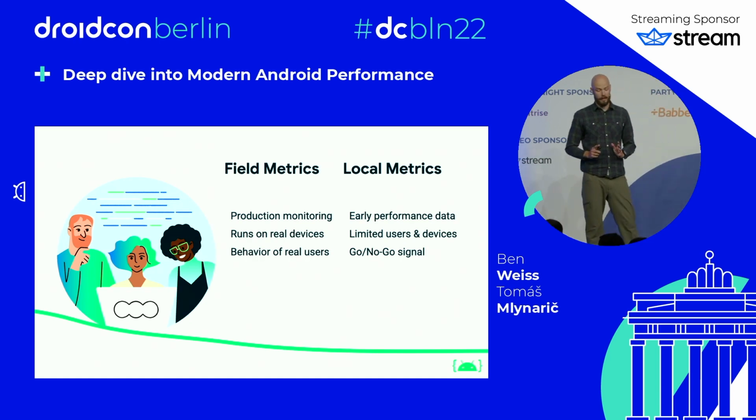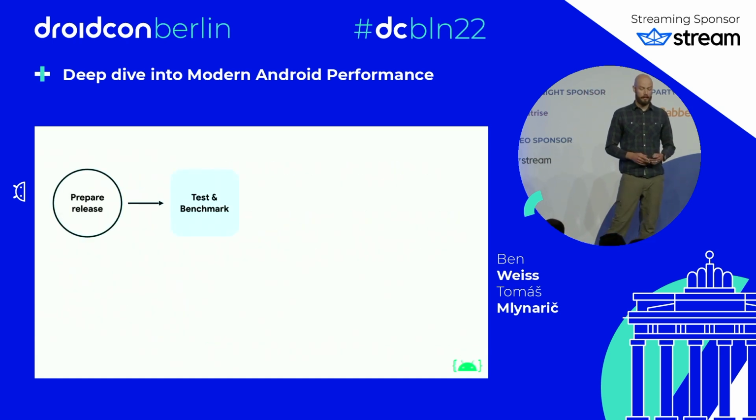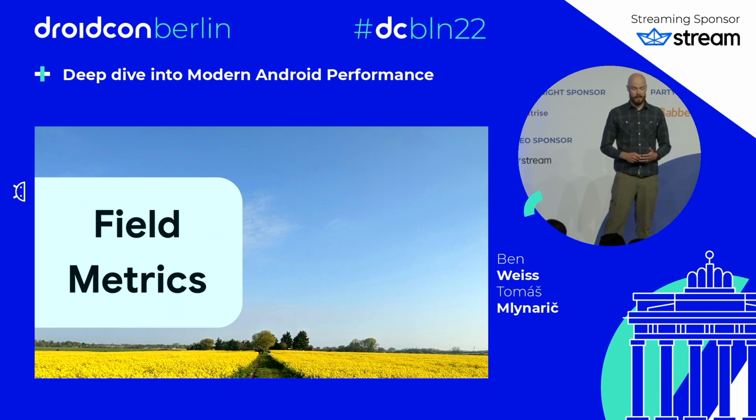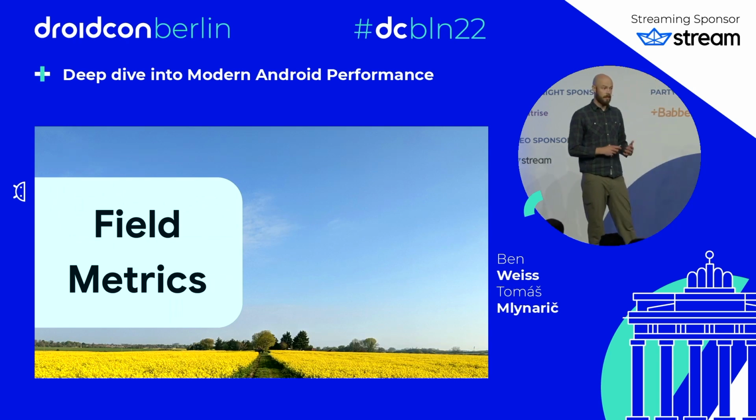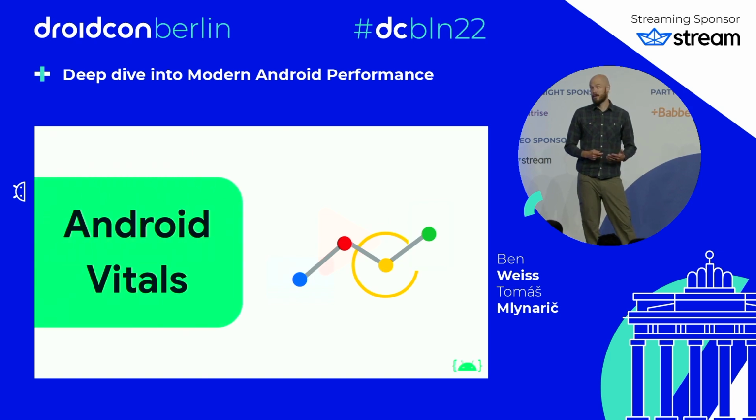These two metrics have a lot of ways that you can set them up. There's a couple of things that we can give you for free as well. So let's take a look at what we can do. When you prepare a release, you gather a lot of metrics to test and benchmark, as Thomas just explained to you. And then you release your app. And after that, you gather the field metrics. For field metrics, there's a couple of things that we can do without you having to do anything. So let me introduce you to Android Vitals.